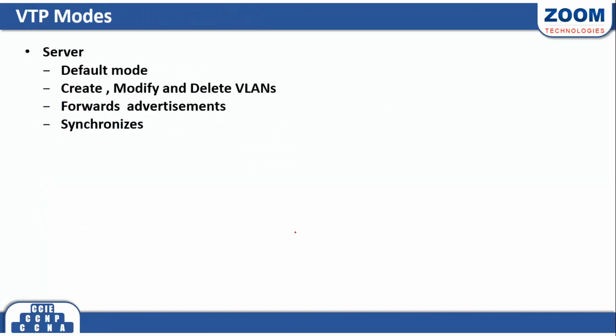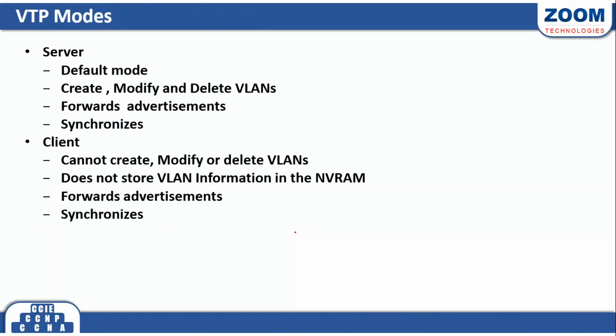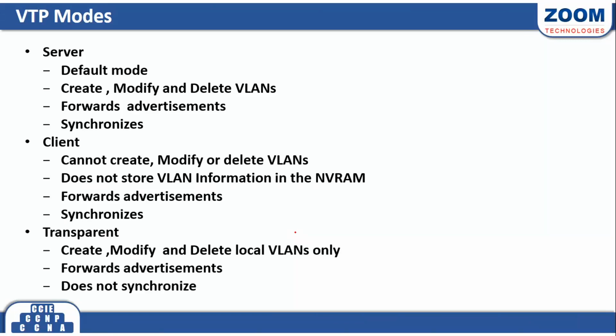Server mode is default. We can create, we can delete, we can modify VLANs. It forwards advertisements and synchronizes. Even server to server synchronization is done. If the switch is in client mode, we cannot create, we cannot delete, we cannot modify VLANs, and it forwards and synchronizes. But a transparent switch, in transparent we can create, modify and delete VLANs only for that switch. If we create VLAN 85 in transparent, that 85 belongs to only that switch. It will not replicate to other switches actually.